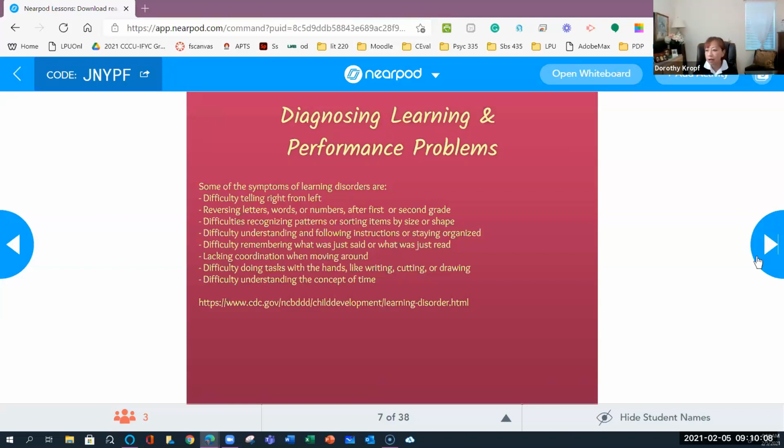All right. Again, some of the symptoms of learning disorders. Difficulty telling right from left, reversing letters, words, or numbers after first or second grade. Difficulties recognizing patterns. Difficulty understanding and following instructions or staying organized. Difficulty remembering what was just said. That's kind of my problem. Lacking coordination when moving around. Difficulty doing tasks with hands like writing, cutting, or drawing.